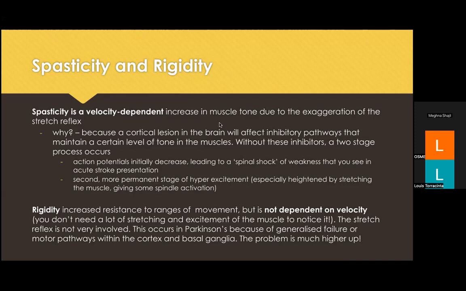So why does this happen? Because of a cortical lesion. Let's say someone's had a stroke in their motor cortex. And that will affect most of your corticospinal tracts.